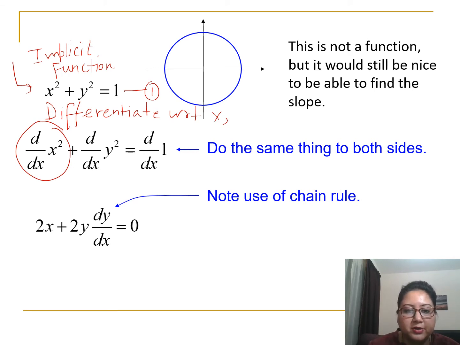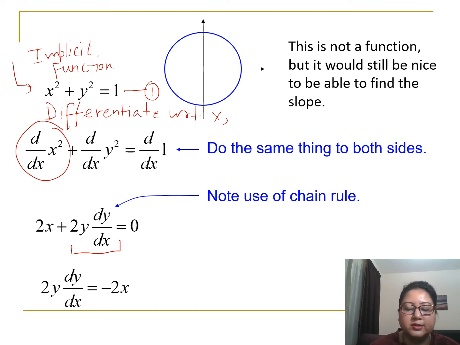Please note how we have used it. So it was y squared. So we do the power rule first, 2y, and then dy by dx. On the right, we have got a 0 since the derivative of a constant is going to be 0. And now you can just simplify and extract out your value of dy by dx.